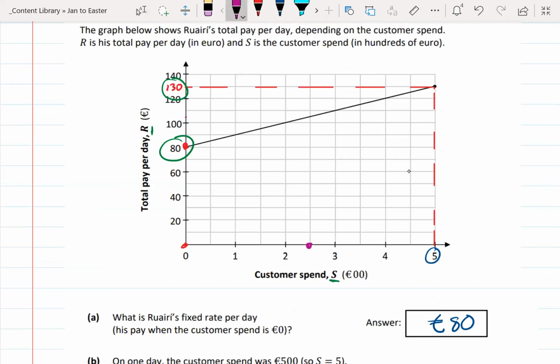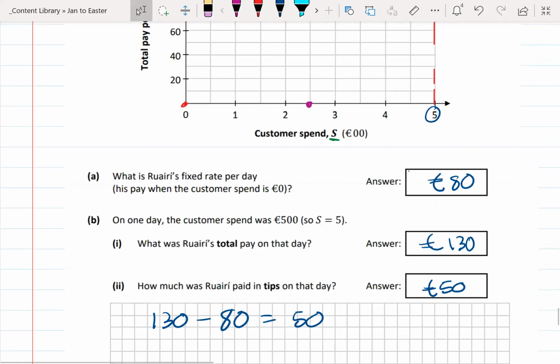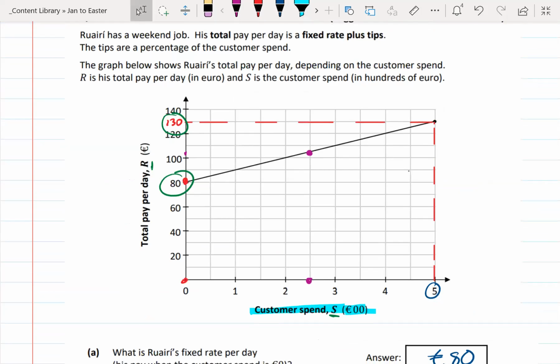105 is roughly there. So we're talking here on the graph, somewhere around there. What that means is, when the customer spends 250 euros, then Rory will get 105. That's what it means, because remember, the 2.5 represents 250 euro. Look here, customers spend in hundreds of euros. Actually, I think they set it up here, at the top. So that's what it means.